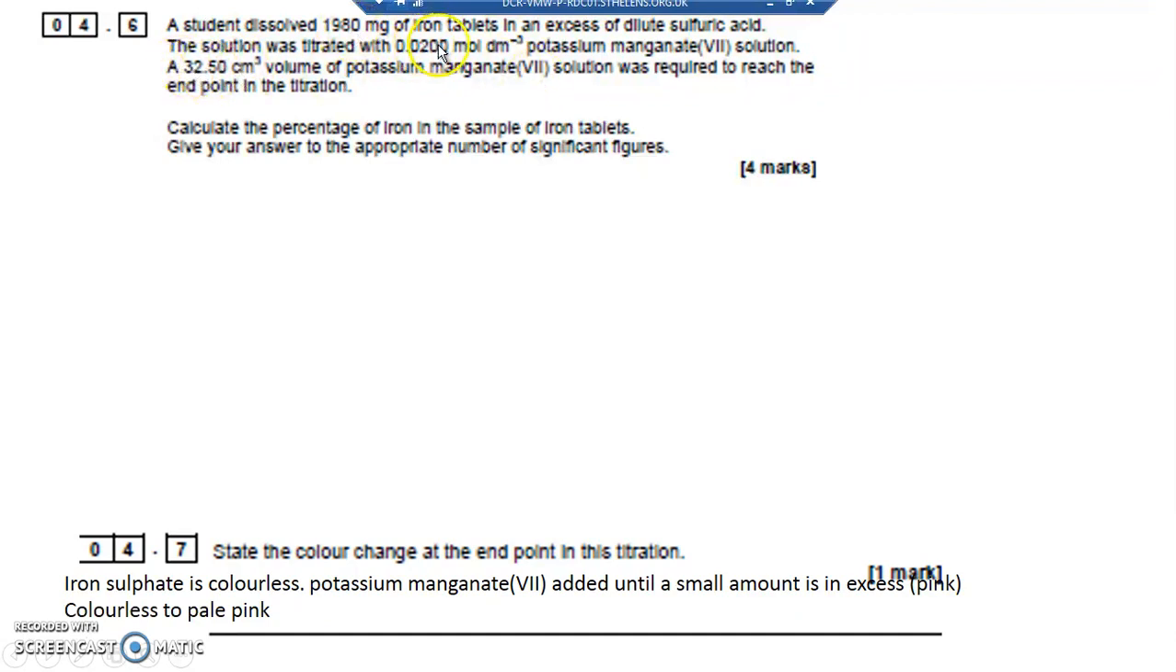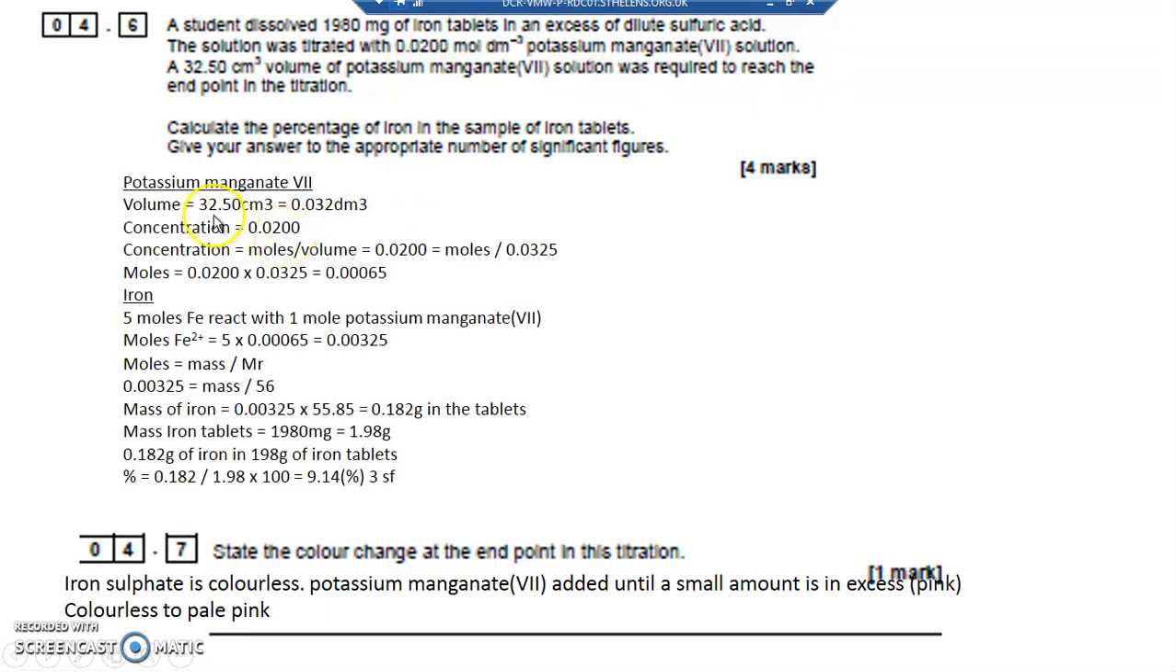So concentration is moles divided by volume, and the volume, as I've said, is 0.0325 decimeter cubed. So moles, these two numbers multiplied together, 0.02 multiplied by 0.0325 is 0.00065 moles of manganate 7.